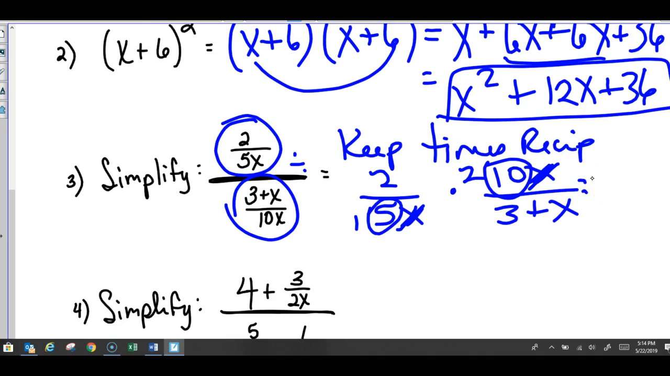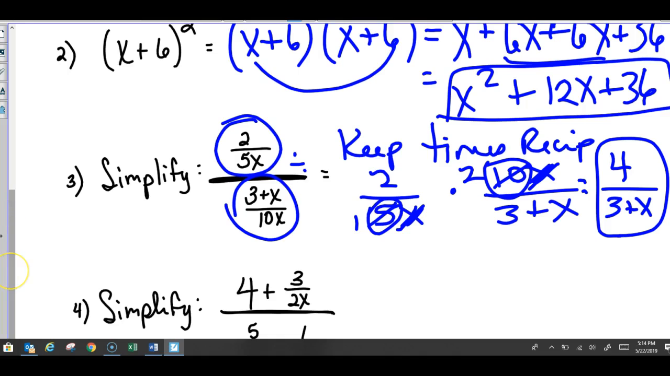And now to finish multiplying, we go straight across the top and straight across the bottom. 1, let me draw my little lines through those. 1 times the 3 plus x. Okay. Alrighty, so let me pause for a sec.